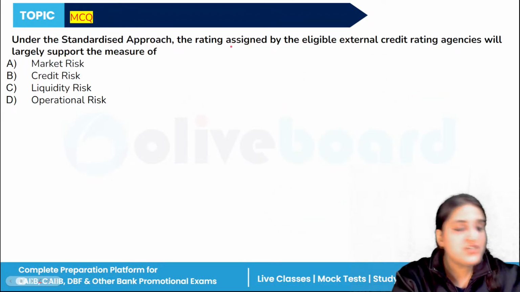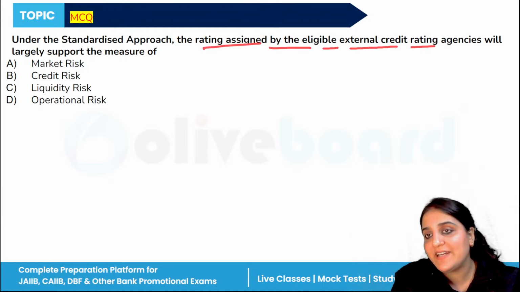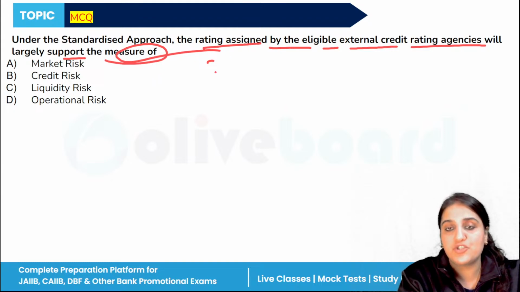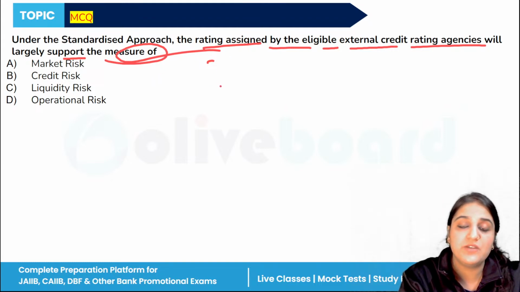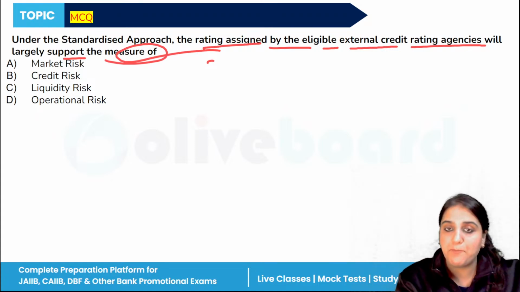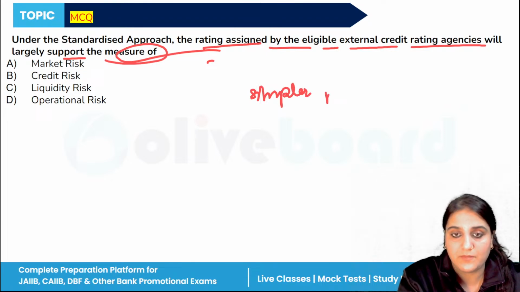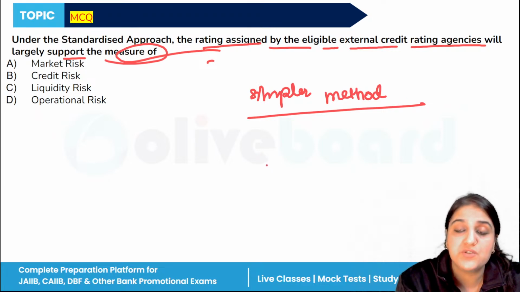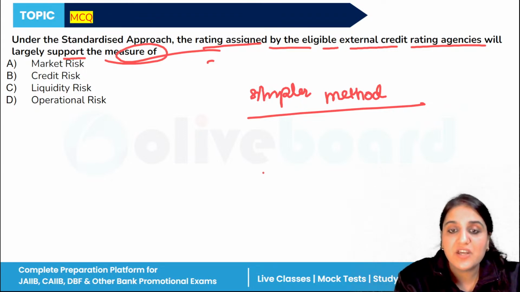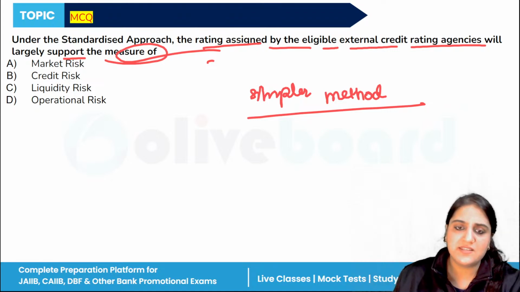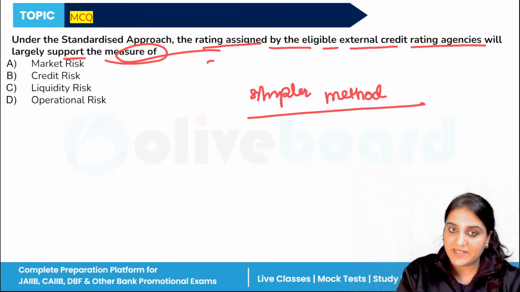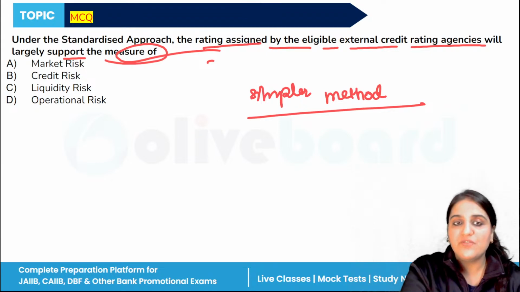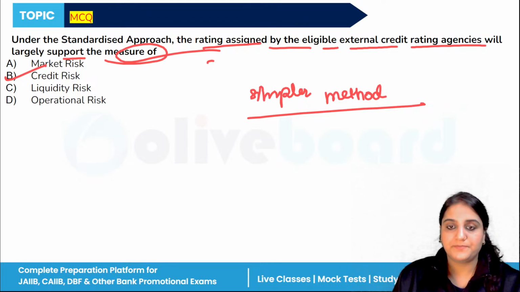Then, under the standardized approach, the rating assigned by the eligible external credit rating agencies will largely support the measure of credit risk. This standardized approach is a very simpler method for calculating the capital requirements under Basel II, and it requires pre-assigned risk weight based on the credit quality of the exposures as determined by the external credit rating agencies. So these external rating agencies can also be used to assess other risk like market risk and the operational risk, but they are primarily used for the credit risk under the standardized approach. So we can say the correct answer here is credit risk. Clear?